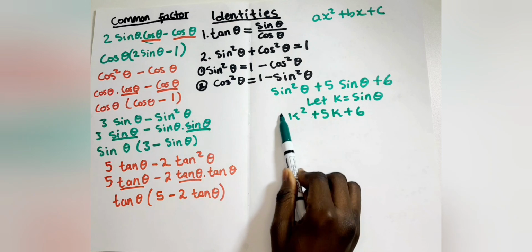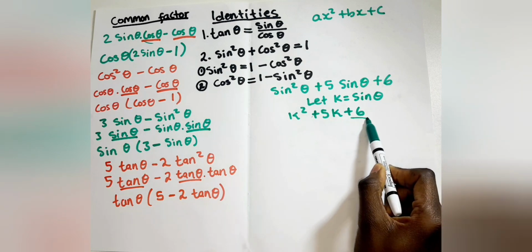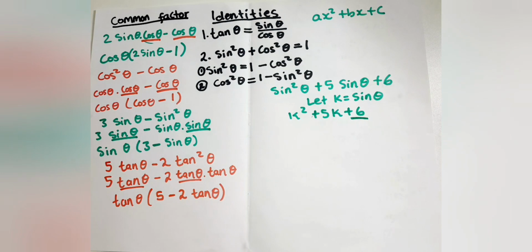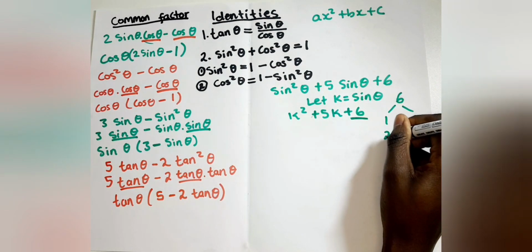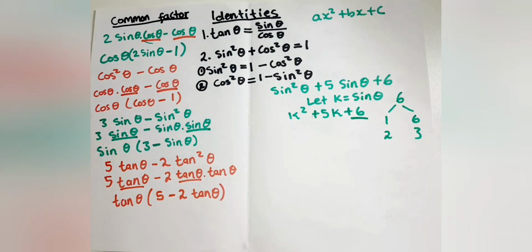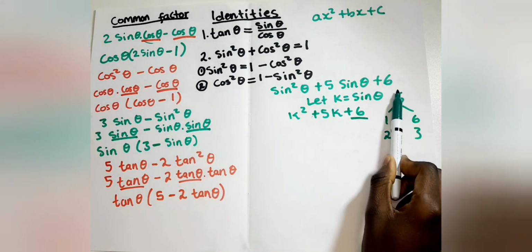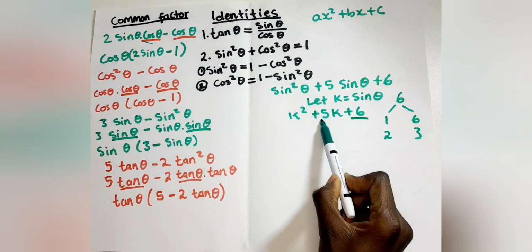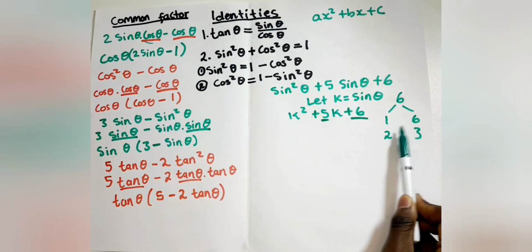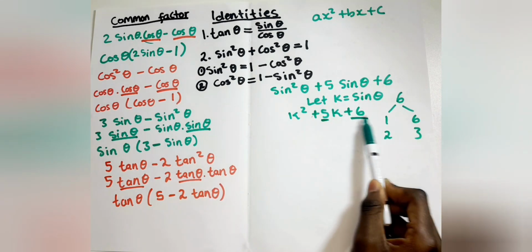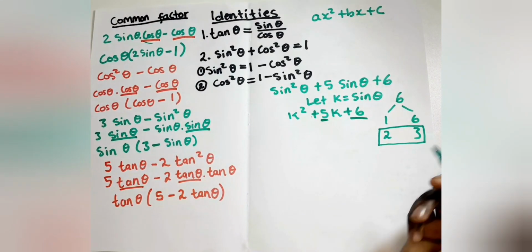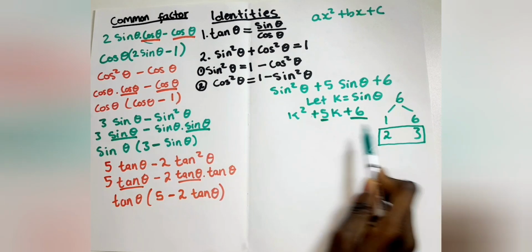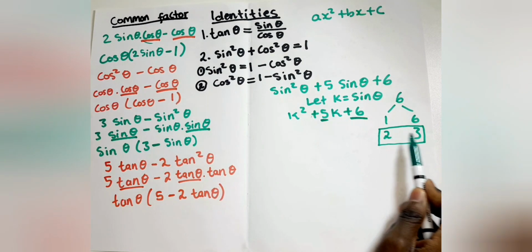Since now the value of a is positive 1, you are going to check the factors of the constant term. The factors of 6 are going to be 1, 6, 2, and 3. When you add, they should give you the value of b, which is a positive 5. And when you multiply them, they should give you positive 6. So you notice that I can take 2 and 3, because 2 plus 3 is 5, and 2 times 3 is 6.